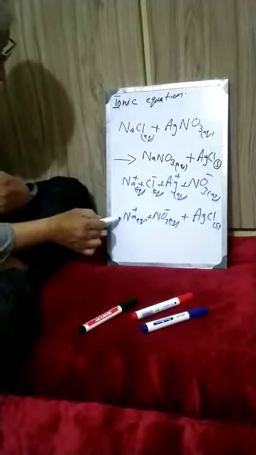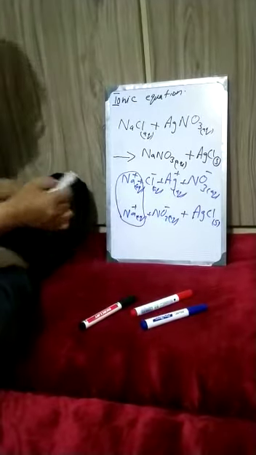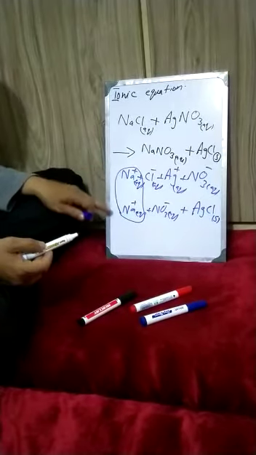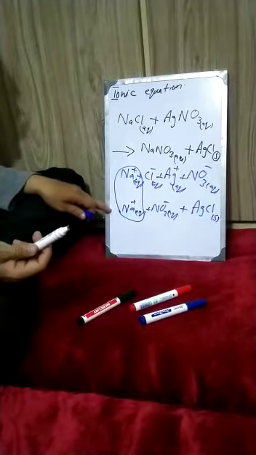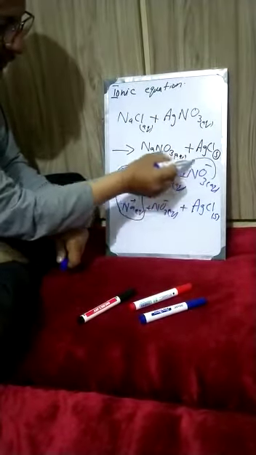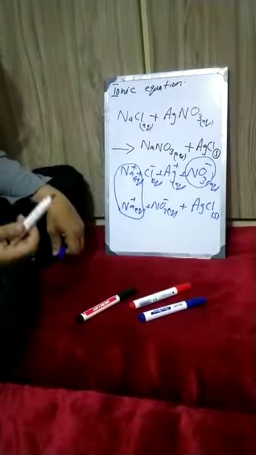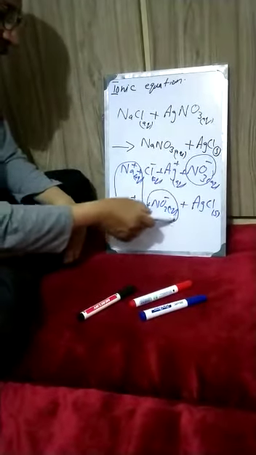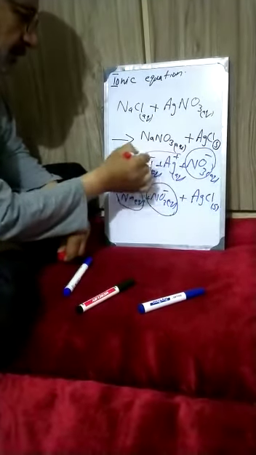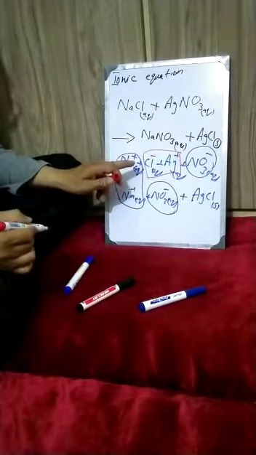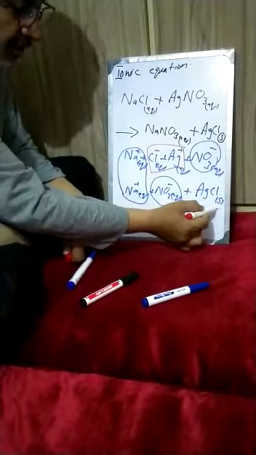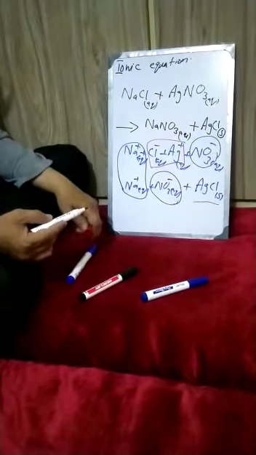Now sodium, before the reaction, was in ion form because it is dissolved. After the reaction, it is the same, in the form of ions. Nitrate is in the form of ions before the reaction and after the reaction as well. What about the chloride and the silver ions? The chloride ions and silver ions are in the form of ions before the reaction, but after the reaction they form a compound which is insoluble.